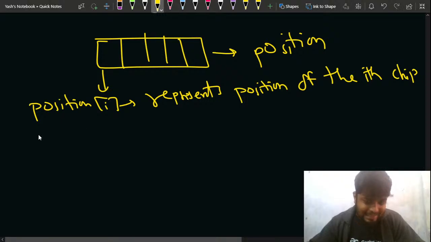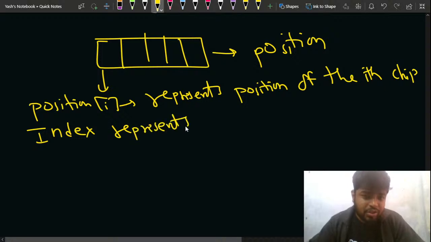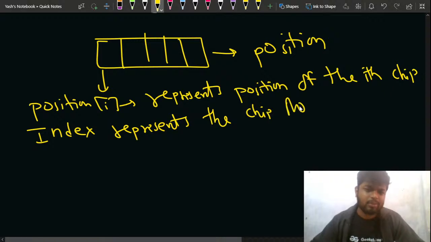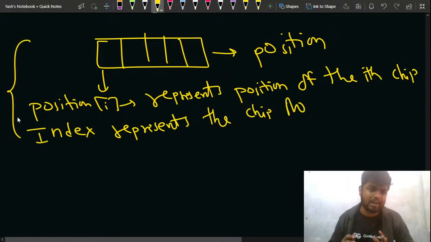And the index, that is i, represents the chip number. Everyone is clear with this? The first chip, chip 1, chip 2, chip 3, like this. This much part must be clear to everyone. This is very important in this question.